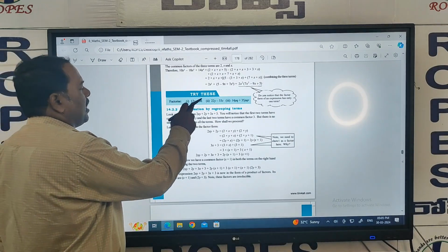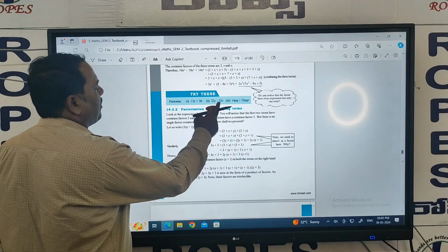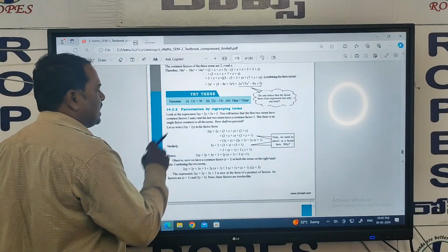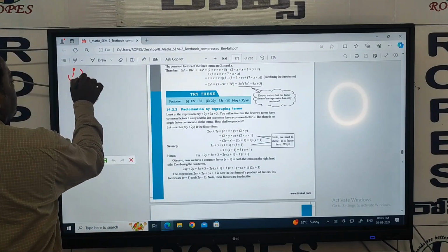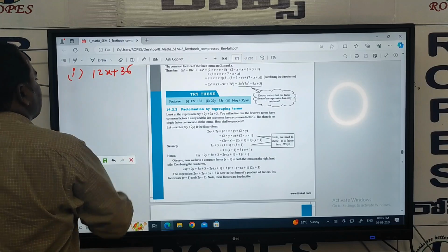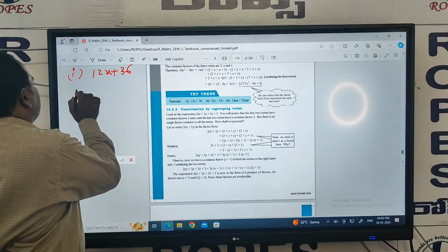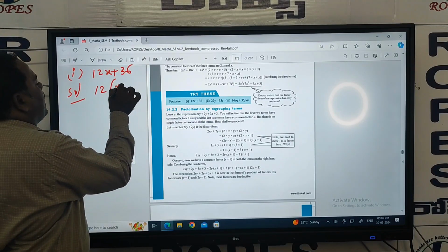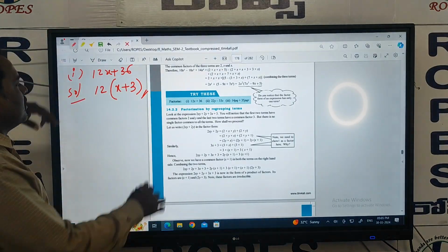In this Try This, they have given: first one, factorize 12x plus 36, and 22y minus 33z, and 14pq plus 35pqr. If you solve that, see first one, 12x plus 36. In this one, the common factor of 12x plus 36, if you write the solution, 12 we can take common, 12 taken common, after x plus 12 threes are 36. These are the factors of 12x plus 36.